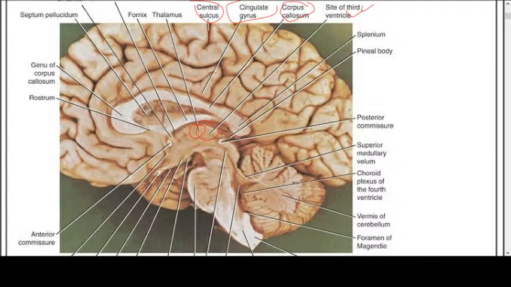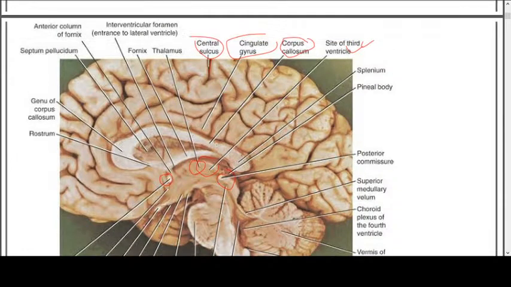Posterior commissure. This one should be anterior commissure. Okay, this one is fornix. This one is the corpus callosum, and below it is fornix. Okay, this right here, interventricular foramen.